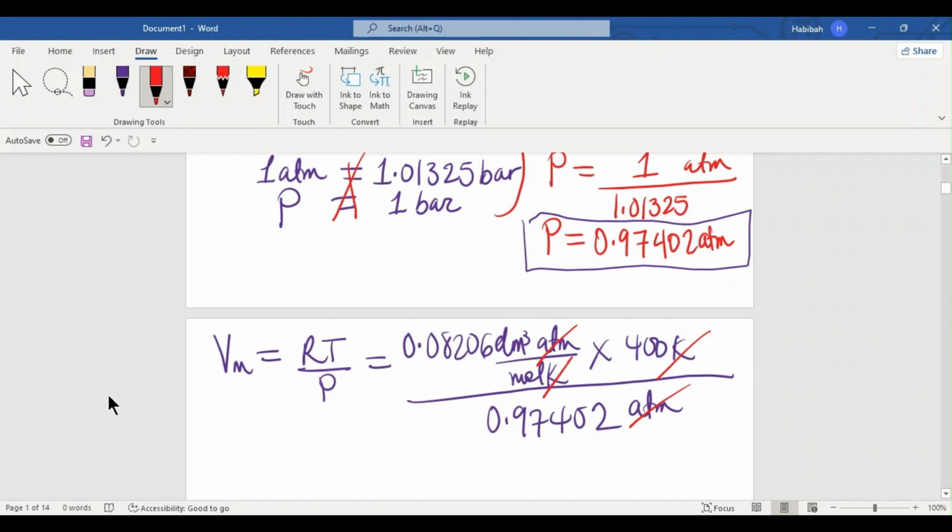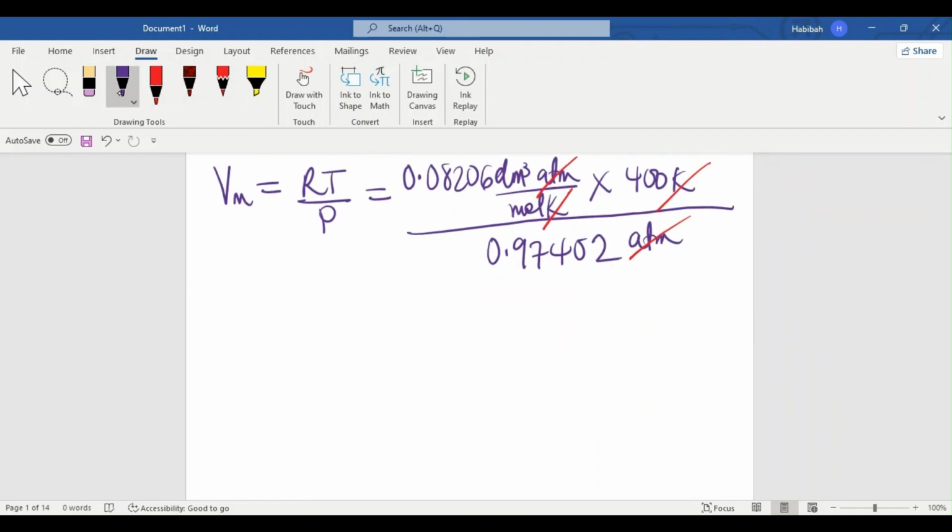So what we end up with is the molar volume is going to give you 0.08206 times 400 divided by 0.97402. And that, of course, is going to have the units dm cubed per mole. So we're going to put that in our calculator to get 33.6995 dm cubed per mole. So that's basically how you do it.